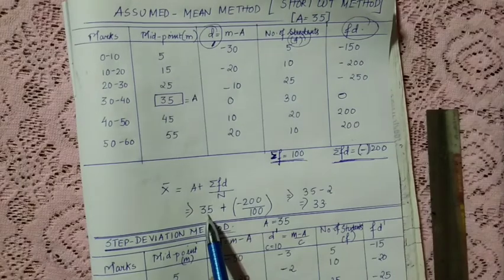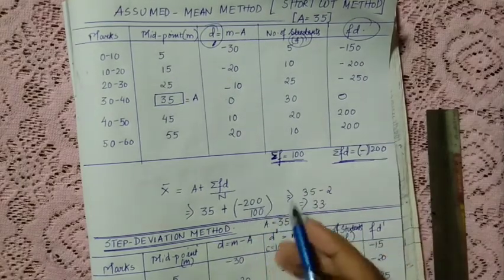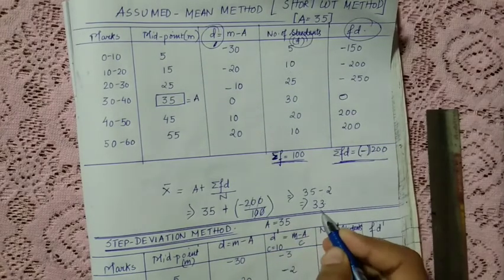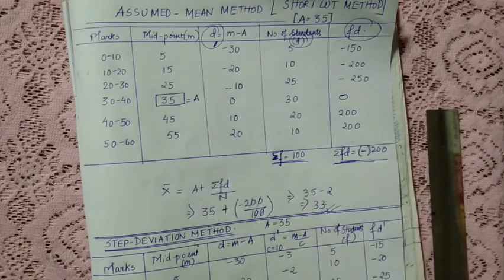Clear? So the assumed mean value was 35, plus minus 200 divided by 100. If you cancel these values, you will get minus 2. So the answer is 35 minus 2, which is 33. Clear? Now let's move on to the step deviation method.